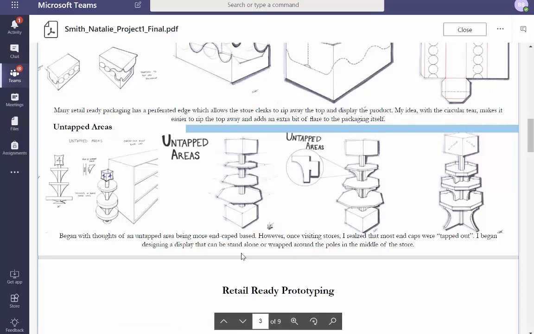And I haven't read this because I'm not going to read this information. I'm just looking for the highest bits of information. So why is this an untapped area?